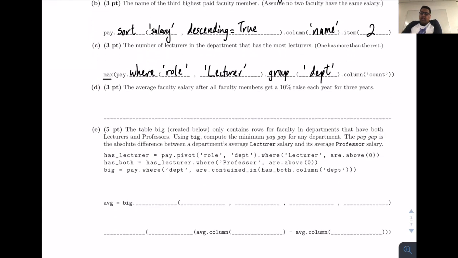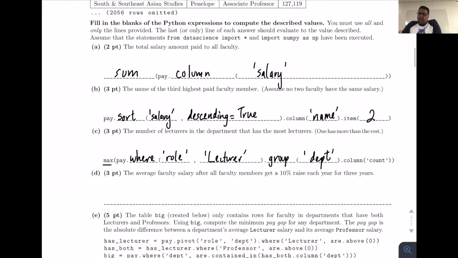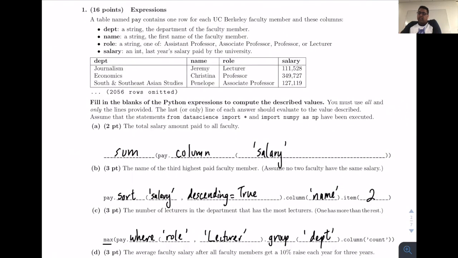Now problem D, we want to find the average faculty salary after all faculty members get a 10% raise each year for 3 years. So one thing to notice here is that if we have some sort of function that can go through and transform each number in salary to its new salary value in 3 years from now, that's equivalent to averaging them now and then applying the transformation that will give us the new salary values 3 years in advance.